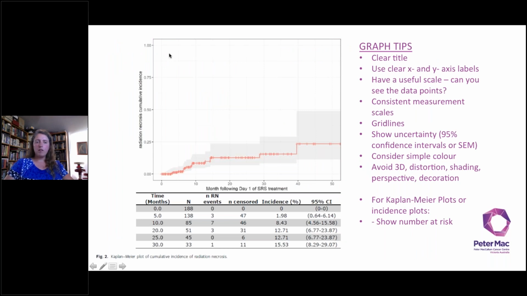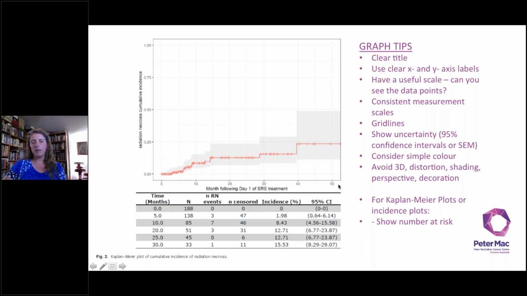So looking back at our radionecrosis example from the journal article, this was figure 2 in the article. Figure 1 was actually a patient flow chart to identify which patients were able to participate in the study. And then figure 2 is the main result of the study, which is a Kaplan-Meier plot of the cumulative incidence of radionecrosis. So just taking note of this graph, we've got a clear title, which is one of the recommendations for your graphs. And there's a clear X and Y axis label.